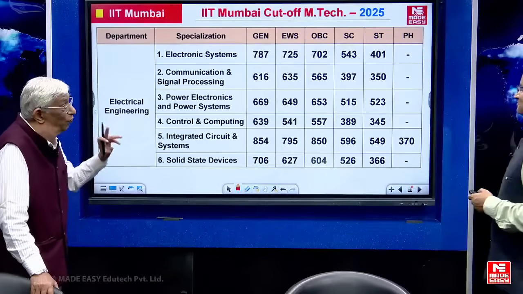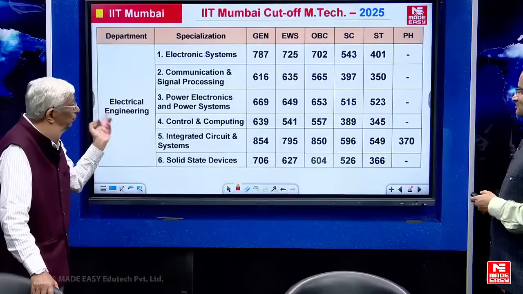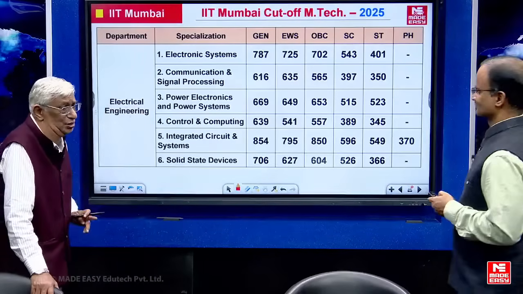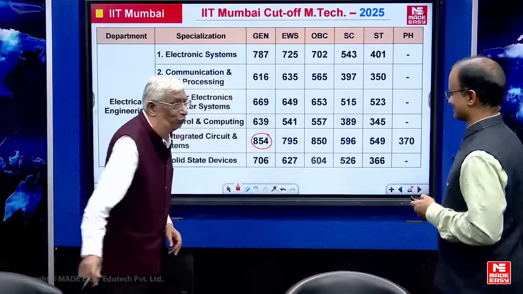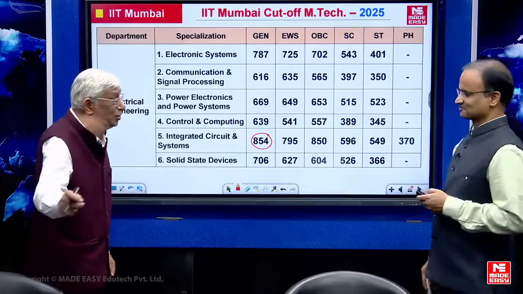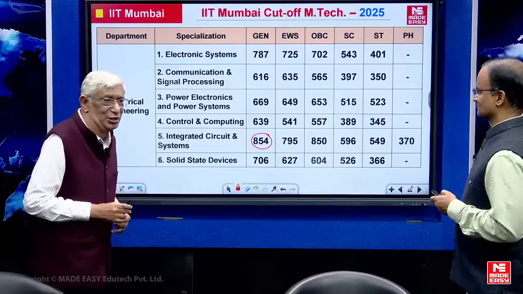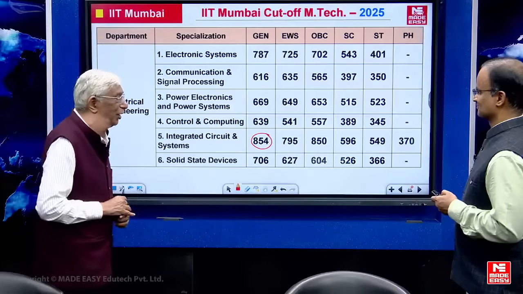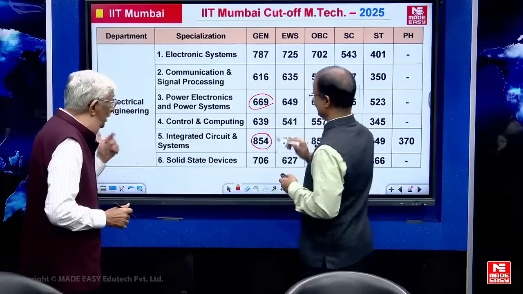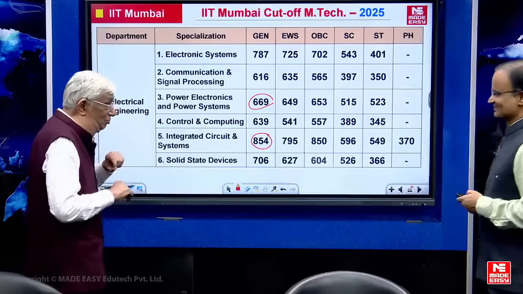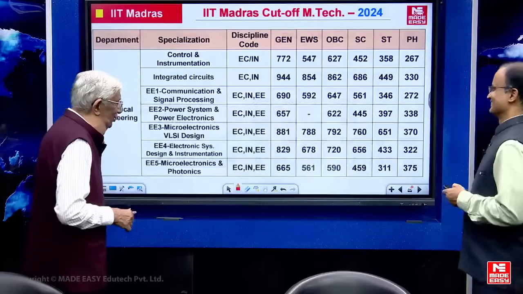IIT Mumbai. These are the final admits. These are not the eligibility cutoffs, but the final admits branch-wise for these disciplines. Again, notice integrated circuits, 854. Those of you who have put in questions like, at my score, what can I do? Pay attention and identify which institute is within your striking zone. For core branches it is a bit lower. Integrated circuits is extremely high in demand. The package is also a bit higher. It's a demand-supply game.